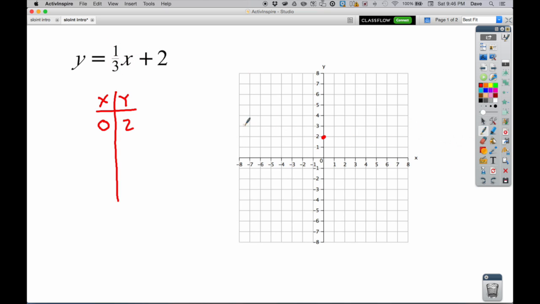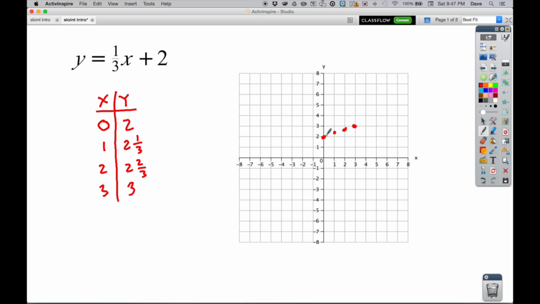Now, we still have slope though. If I start picking other numbers, like 1 times 1/3 is 1/3, plus 2 would be 2 1/3. So I'd go across 1 up to 2 1/3. Let's pick a few more. Let's do 2 and let's do 3. If I do this, I get 2 2/3, and 3 times 1/3 is 1, plus 2, I get 3. So 2, 2 2/3, and then 3, 3.